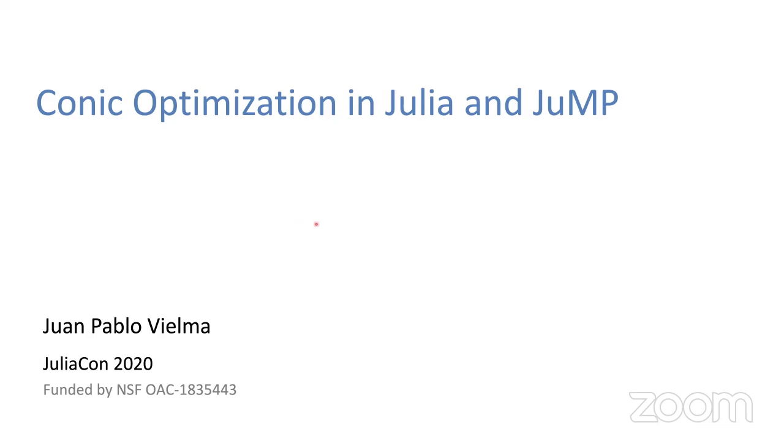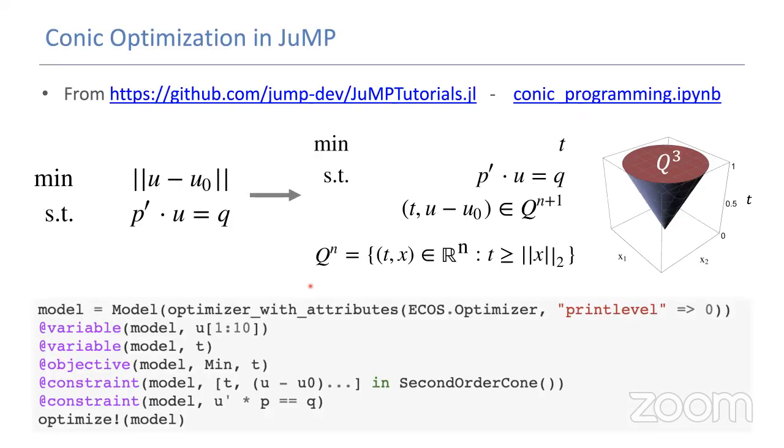Thank you very much. It's really exciting to be giving the keynote. It's actually my first keynote and my first online presentation, so hopefully it will go well. What I want to talk about is basically conic optimization in Julia and JuMP. I guess the easiest way to learn what conic optimization in JuMP is, is by going to the JuMP tutorials and clicking on the conic programming notebook.